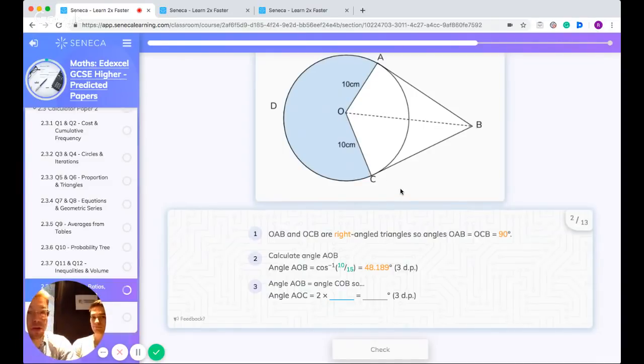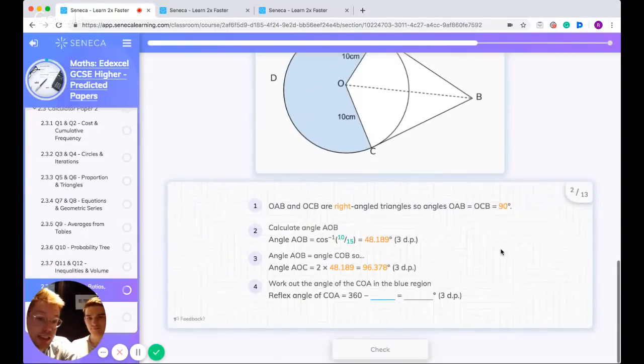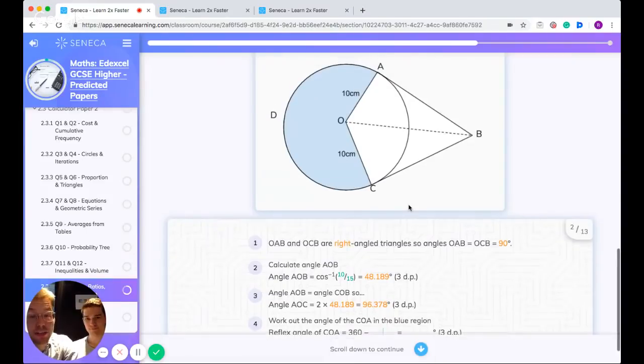That's because you've got two tangents. Those two tangents are going to make what we call a kite, which is completely symmetrical. So those two triangles will be just the same, mirror images of each other, so those two angles will be the same. So again, giving you all those theorems today. So we just double that, so angle A to O to C is 96.378.